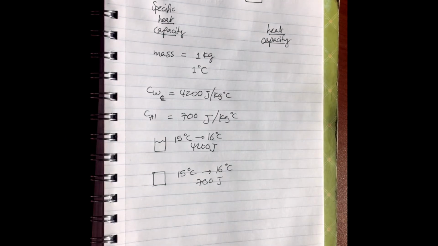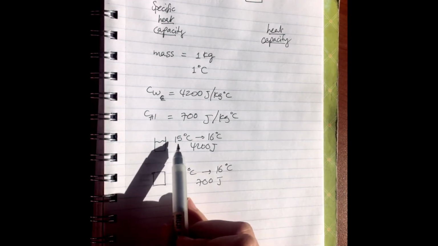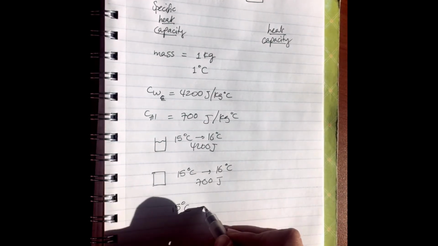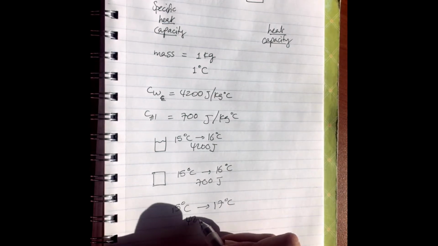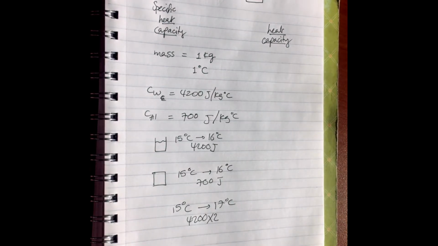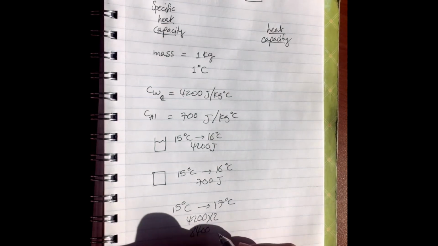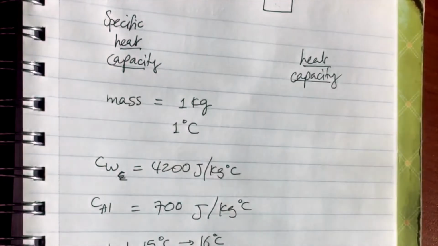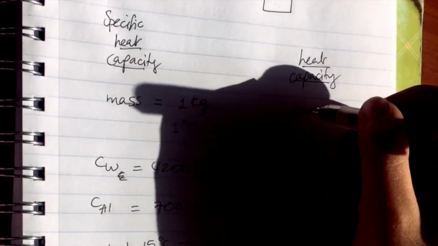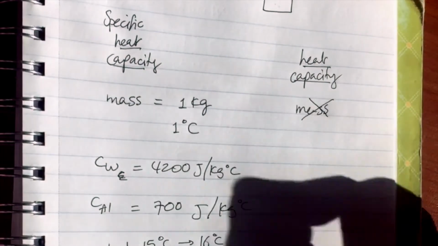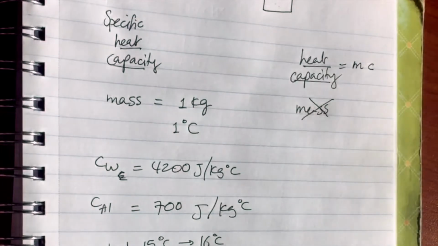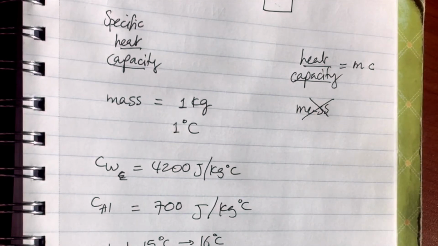So if you want to talk about how much energy I would need for water if I want to heat it up from 15 to 17 Celsius, then it has to be 4,200 times 2 because it's 2 degrees, right? So it's 8,400 joules. Now, what about heat capacity? Heat capacity, you disregard the mass now. Basically, it's M times C. So what do I mean by that? How much can I store, or how much energy do I need to heat up something, and the mass is not constant anymore.